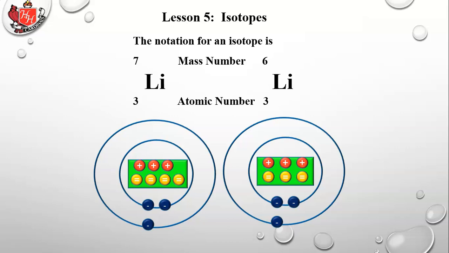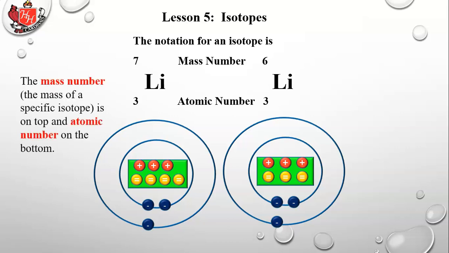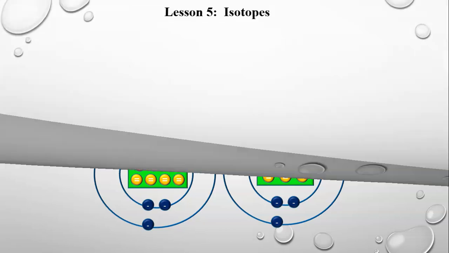So these two different isotopes, one of them is called a lithium-7, the other one, the one on the right, is called a lithium-6. And the way you write the notation is with the mass number on the top and the atomic number on the bottom. So the mass number, the mass of a specific isotope, on the top, and the atomic number on the bottom.